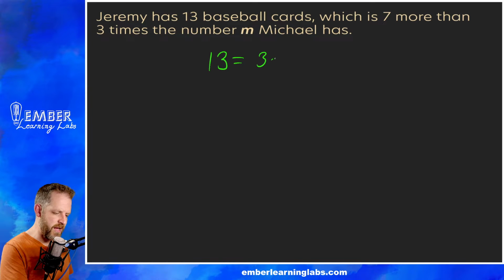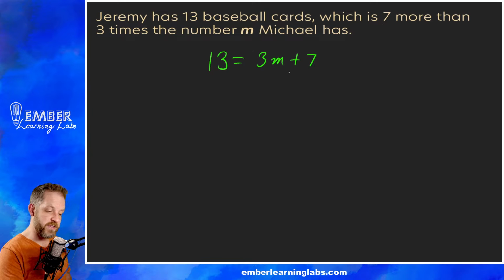So 3M plus, more would be plus instead of minus, 7. That's easy peasy. We could put 3M plus 7 equals 13, or 13 equals 3M plus 7. Both would be correct in this particular circumstance.